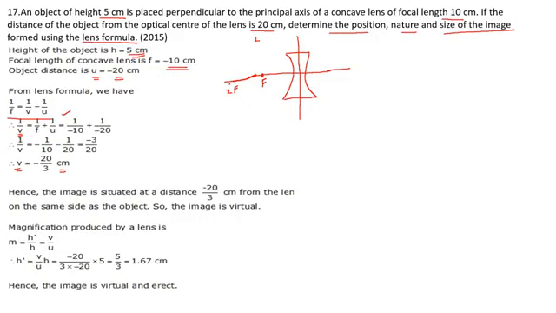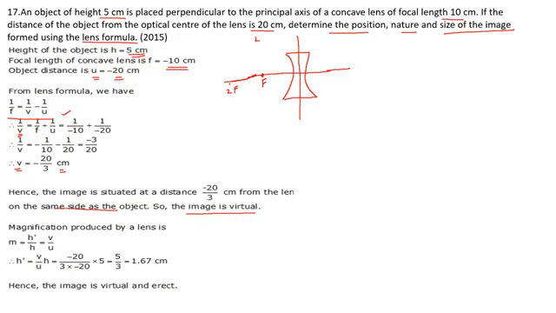We have to determine the position, nature and the size of the image. Hence the image is situated at the distance minus 20 upon 3 centimeter from the lens on the same side. Minus means definitely that it is on the front side, same side as the object, so the image is virtual. If it is falling on the same side, the image is virtual.